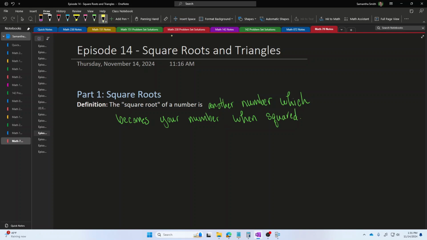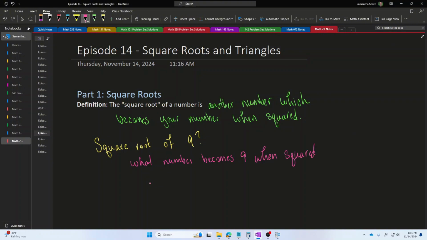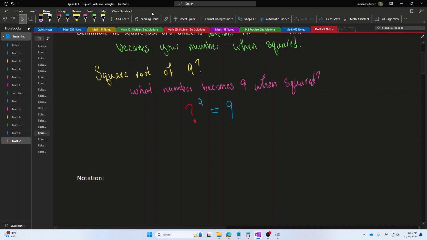For example, if I wanted to ask myself, what is the square root of 9? I'm asking myself the question, what number becomes 9 when you square it? In other words, if I took a number and raised it to the power 2, and I wanted the result to be 9, what number would I have to square to get 9 as the answer?